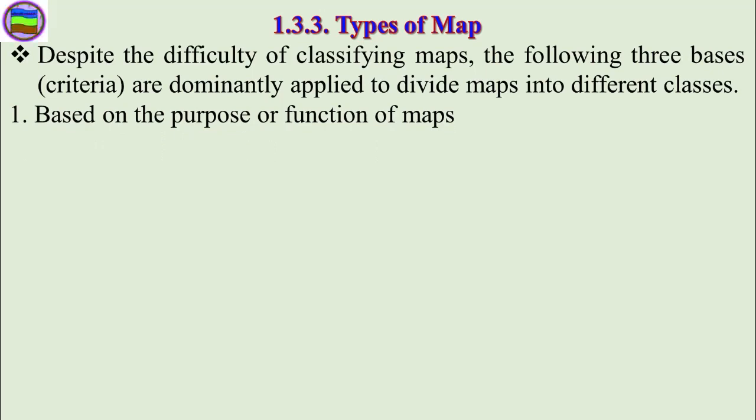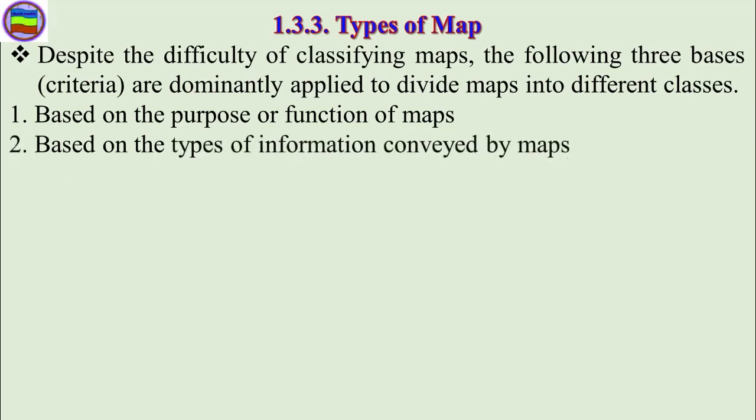The first one is based on the purpose or function of the map. The second one is based on the type of information conveyed by the maps. And the third one is based on the scale of the maps. So based on this, we can classify maps into three.